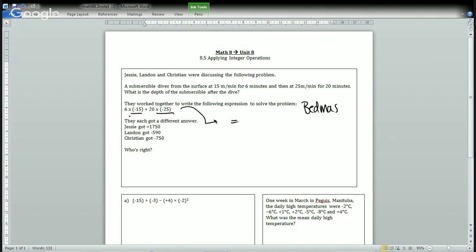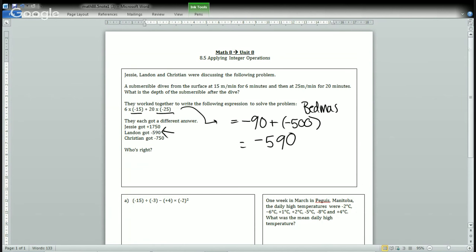So the first one, positive 6 times negative 15 is going to give me negative 90. And then the second question, positive 20 times negative 25, right, is going to be negative 500. So if I've got negative 90 plus negative 500, altogether that's a total of negative 590. So it's Landon who got it right.